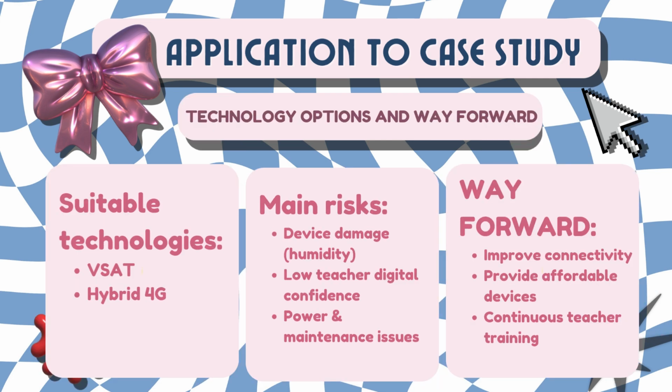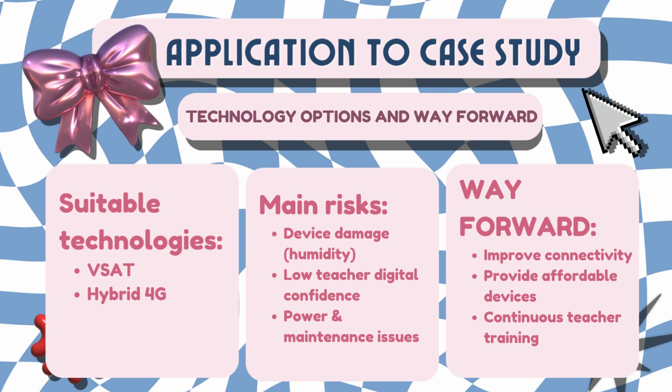To address these challenges, several technology options have been identified as more suitable for rural Sabah, particularly VSAT and hybrid 4G systems. These technologies are considered more feasible than fiber broadband due to the steep terrains and dispersed population. However, there are also risks involved, such as device damage due to high humidity, low digital confidence among teachers, and issues related to electricity supply and maintenance.